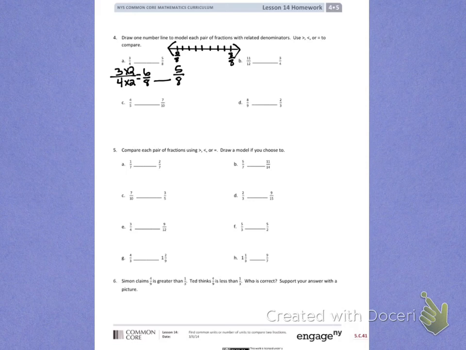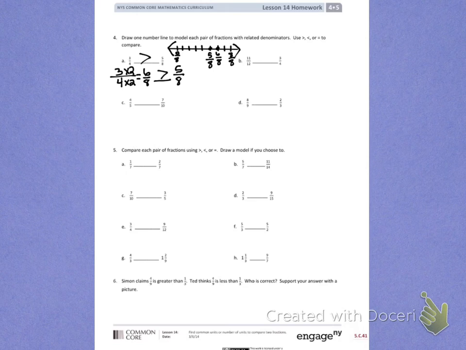So at 6/8, I'm going to put a dot. There's 1, 2, 3, 4, 5, 6/8 is right here. And 5/8, I'm going to put a dot. That's right here. So what can we see? We can see that 5/8 is less than 6/8, or if I look at it this way, 6/8 is greater than 5/8. Since 6/8 is just another name for 3/4, 3/4 is greater than 5/8.